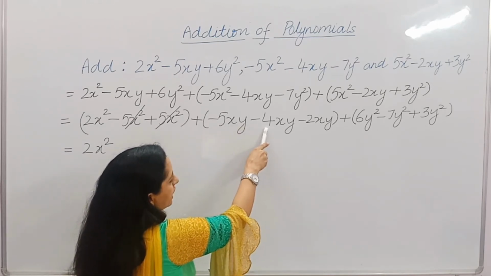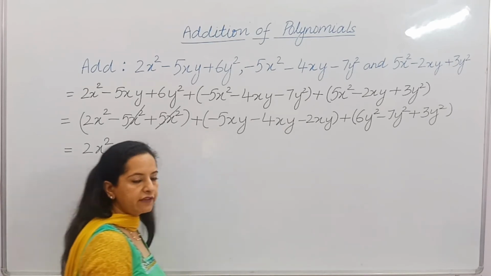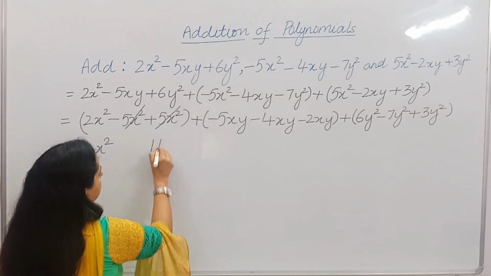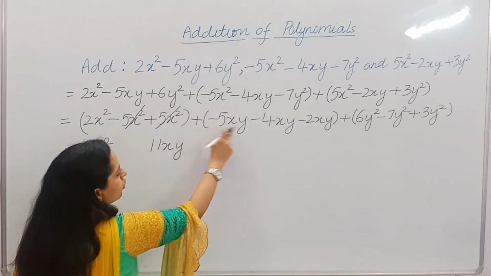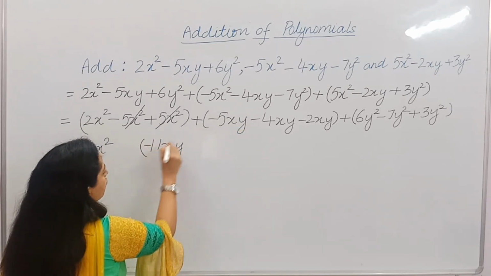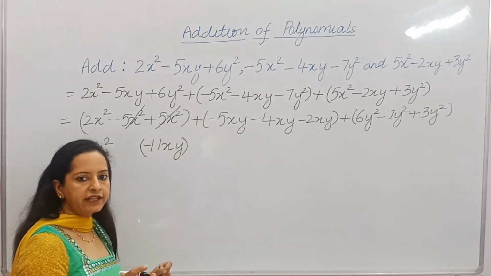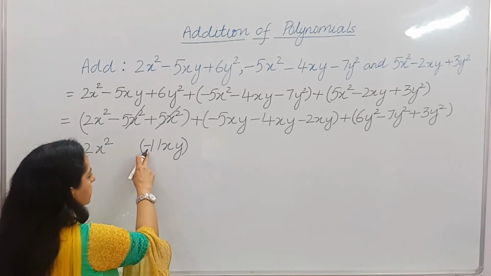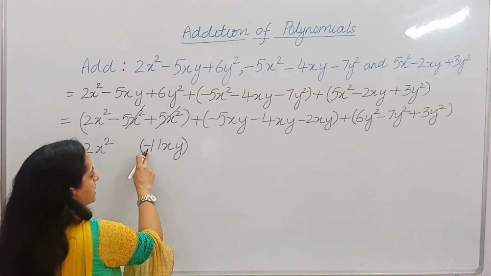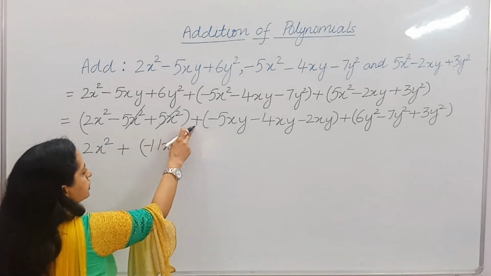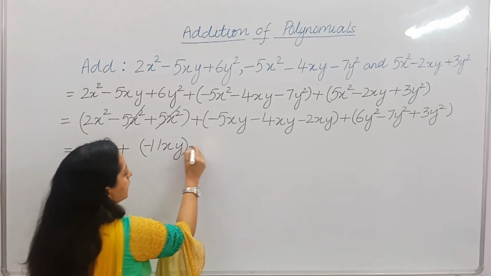5 plus 4 is 9. 9 and 2 is 11. So we get 11xy. But since all these are negative, we write the common negative sign. So after adding them, we write the common sign here. Here it is negative, so I am writing a negative sign. Here I got plus, so I am writing the plus sign.